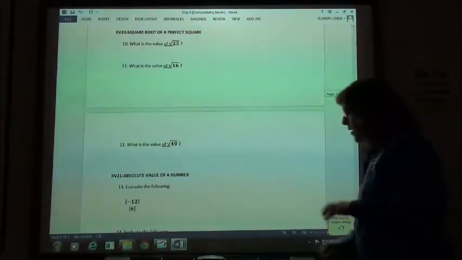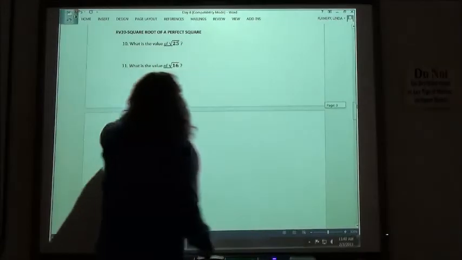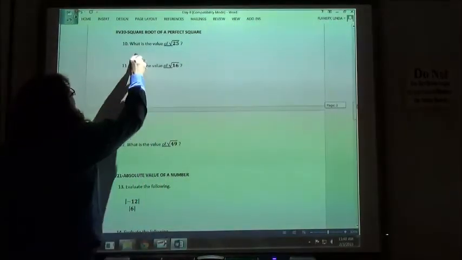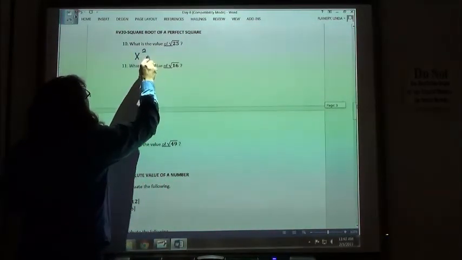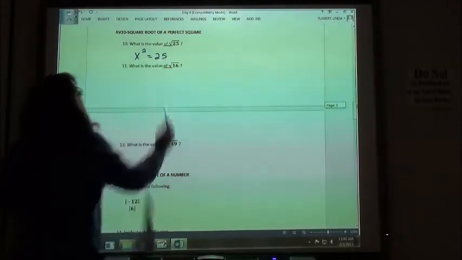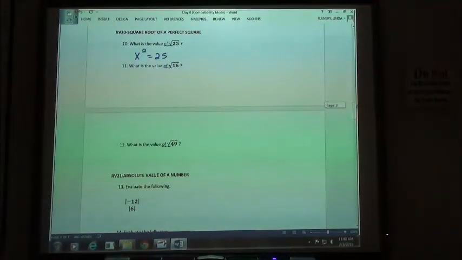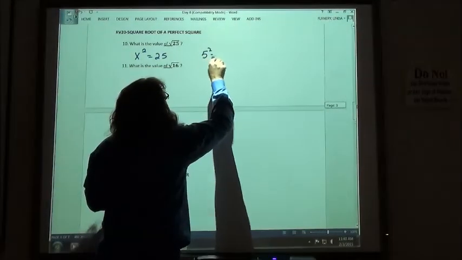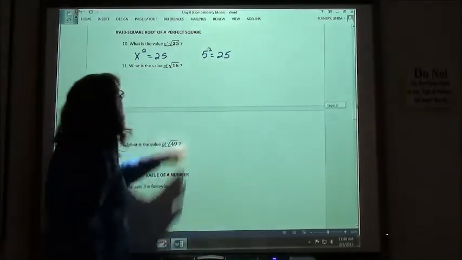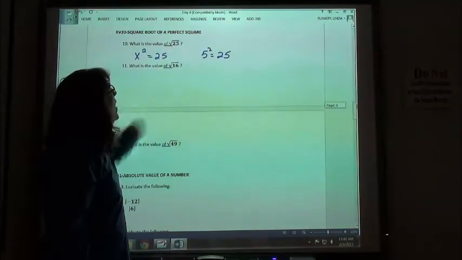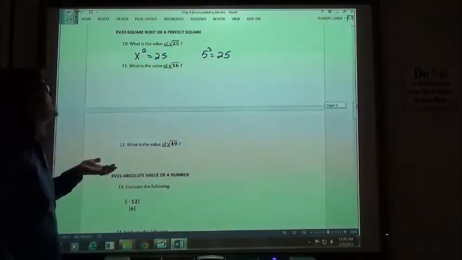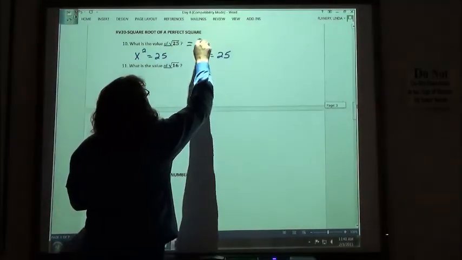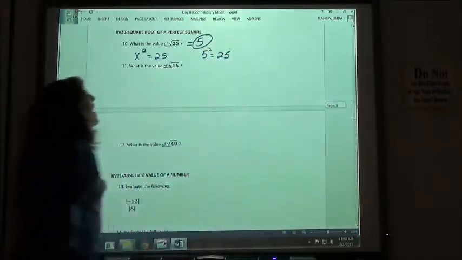Square roots. Square roots are the opposite of squaring. They're saying what number to the second power would give me 25. You hopefully know that 5 times 5, 5 squared, is 25. So when you do the square root of 25, they're asking you what number squared is 25. You get the nice whole number 5.